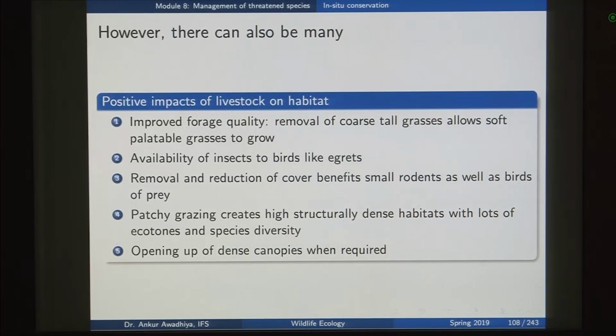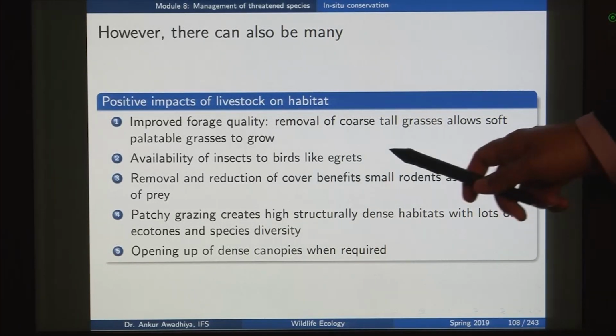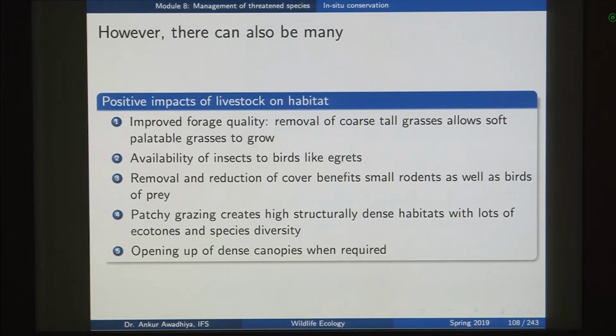So, it leads to an improvement in the forage quality, or availability of insects to birds like egrets. Now, we saw this in one of our earlier lectures, in which birds like egrets come and sit and wait for these livestock, and when the livestock come, by their feeding and grazing movement, the insects get disturbed, and the egrets are able to feed on these insects. So, the livestock can support birds such as egrets that are present in the wild areas.